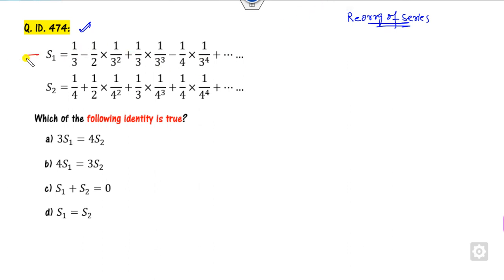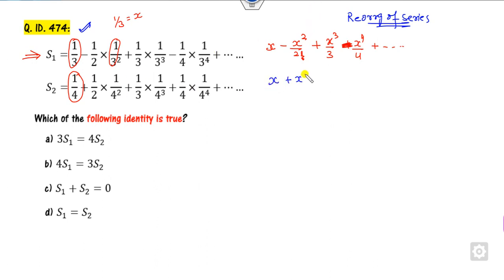Firstly, in this series you have to think about which one is common. You can see 1 by 3, 1 by 3, 1 by 3 is common. So I can consider 1 by 3 as x. So what will happen? This series is nothing but x minus x square by 2 plus x cube by 3 minus x to the 4 by 4 and so on. And in this case, what is common is 1 by 4, and so on. So this is x plus x square by 2 plus x cube by 3 plus x to the 4 by 4 and so on.